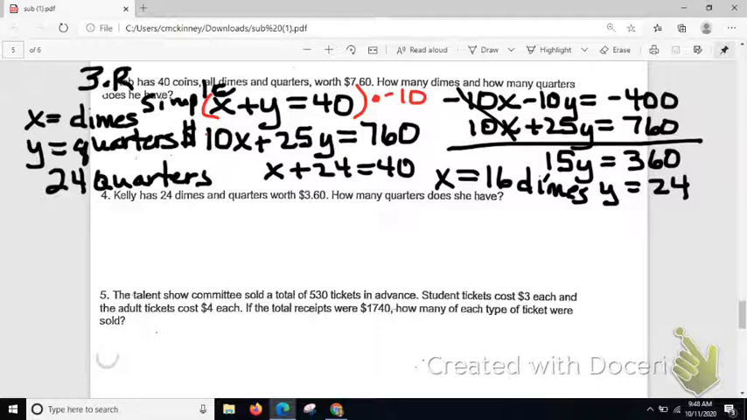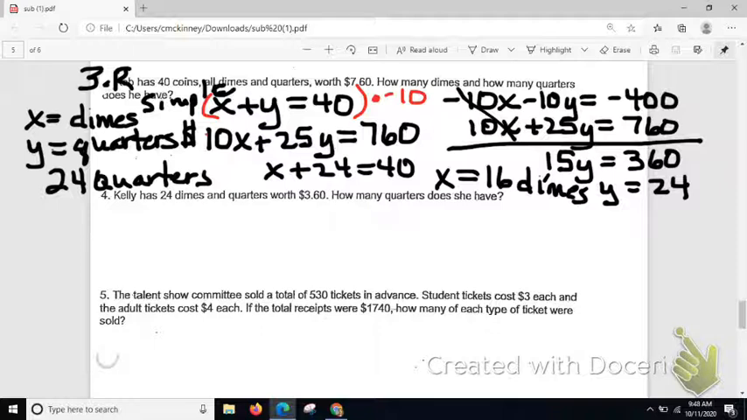Again, I don't care which order you're giving me them, as long as they have a label with them on the applications. And then you could check that to make sure, is that indeed $7.60? So 24 quarters, 4 quarters and $1, so that would be $6. And 16 dimes, 10 cents a piece, that would be $1.60. That would add up to $7.60.